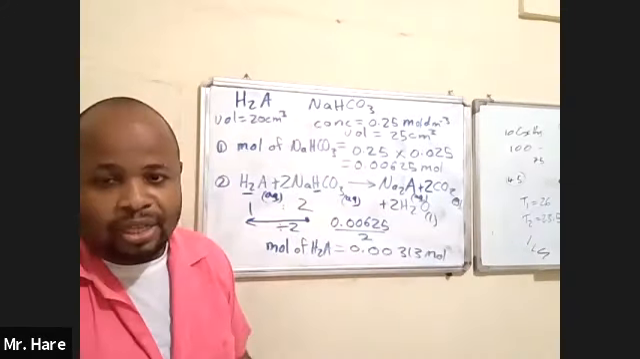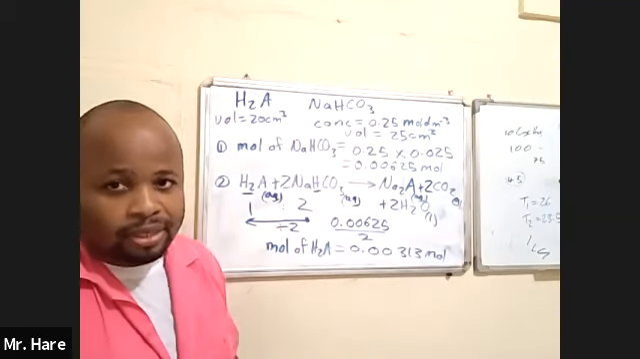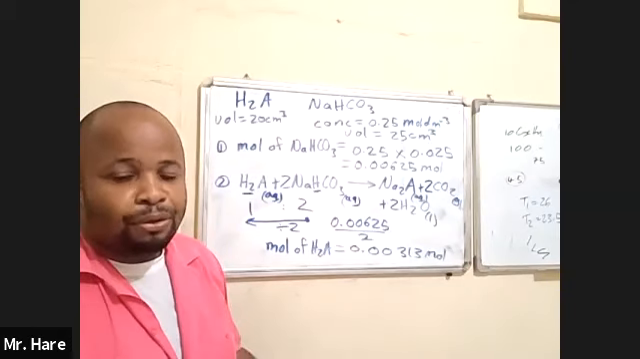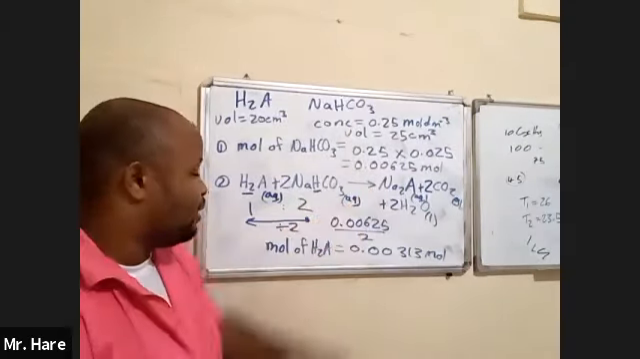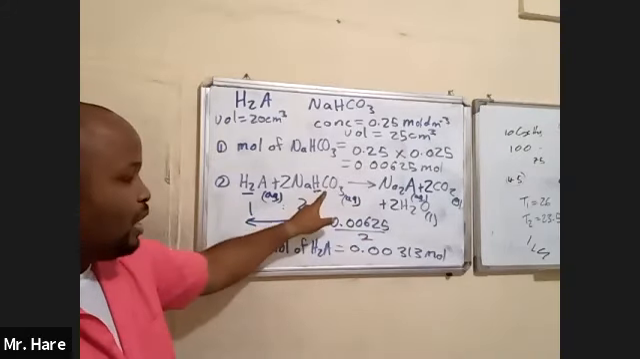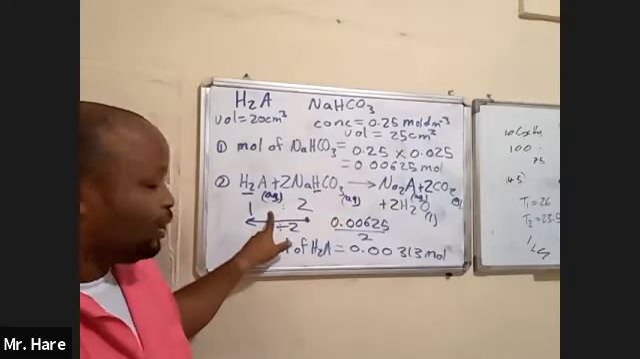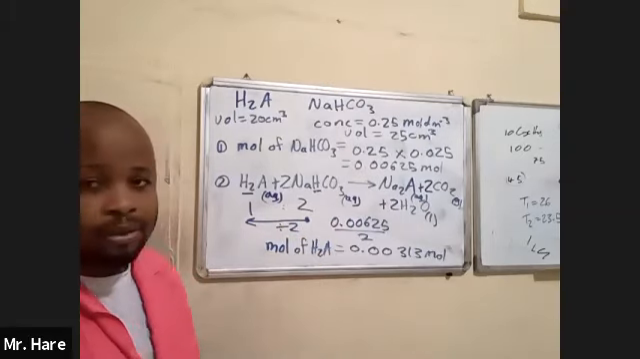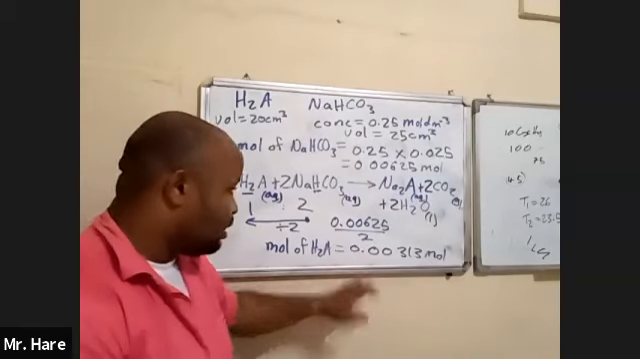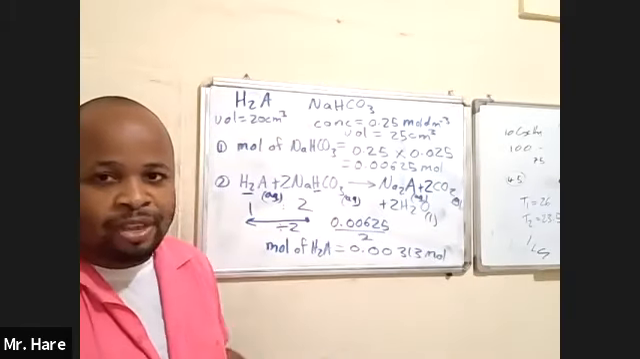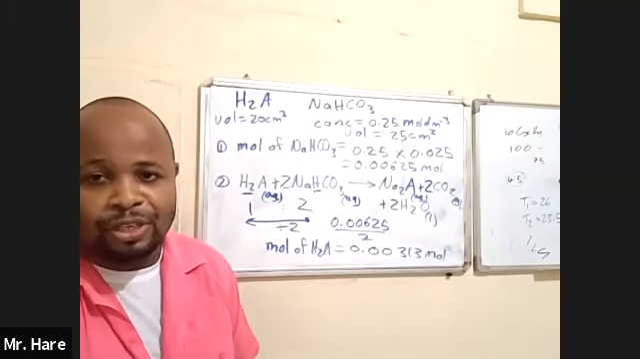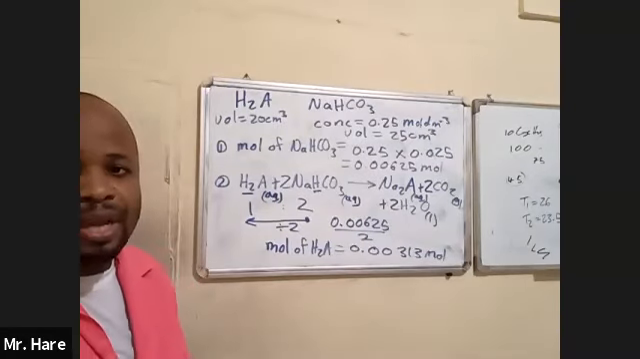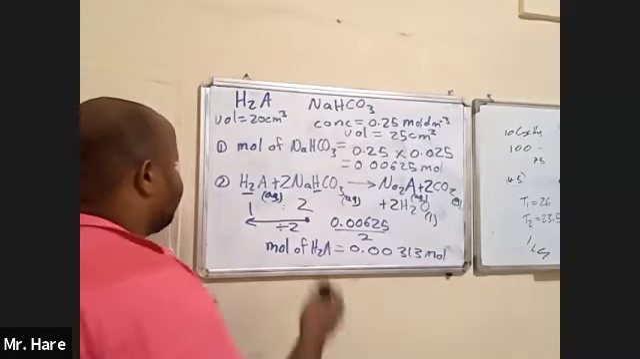The second question asks us to calculate the mole of the acid. To get the mole of the acid, we have to use mole ratio. To use mole ratio, we need a balanced equation. That is why we write the balanced equation, then the mole ratio, and we use the mole ratio to get the mole of the acid. Once we get the mole of the acid, we simply divide it by the volume and we get concentration. So now we're going to calculate the concentration of the acid.